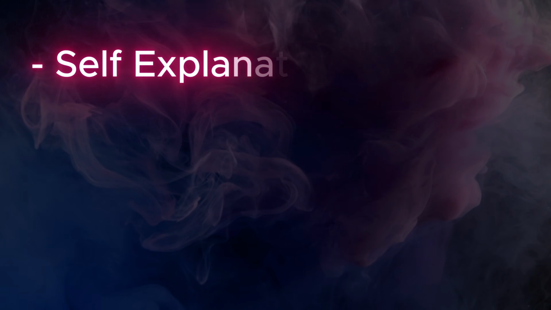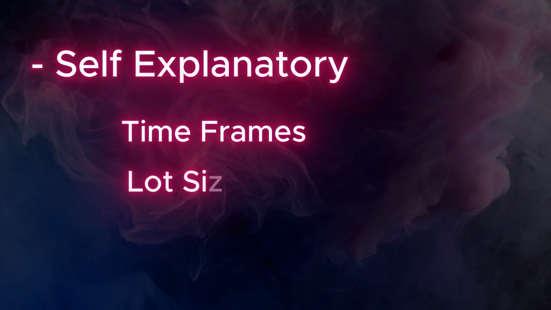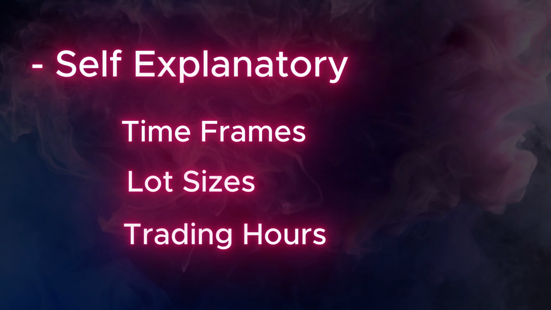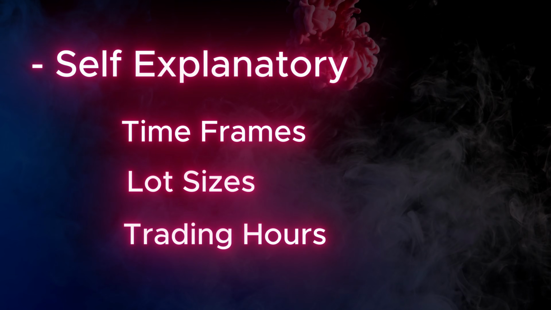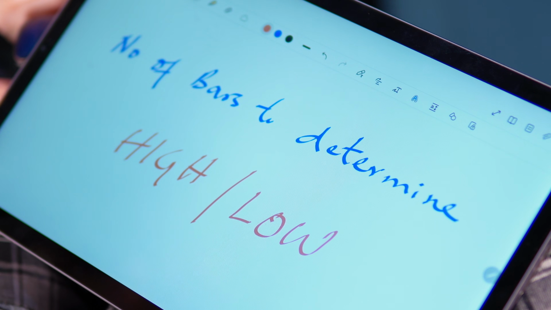Most of the settings are self-explanatory. For example, time frames, lot sizes, trading hours, and those kinds of things. But there are 2 settings which are most likely causing a little bit of confusion. The first one is the number of bars to define highs and lows.